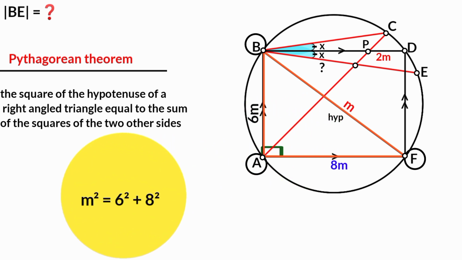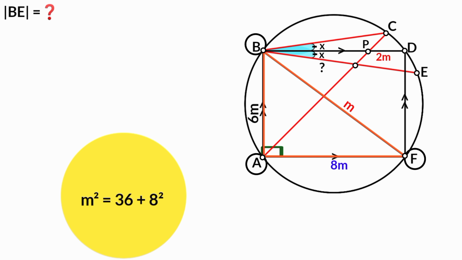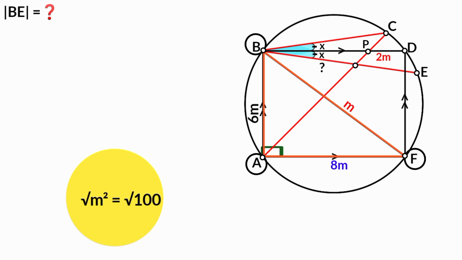So m squared equal to 6 squared plus 8 squared. 6 squared is 36 and 8 squared is 64. 36 plus 64 is 100. So m squared equal to 100. Take the square root of both sides. Here square root of m squared is m, while here square root of 100 is 10. So m equal to 10. That is, the length of this side is 10 meters.